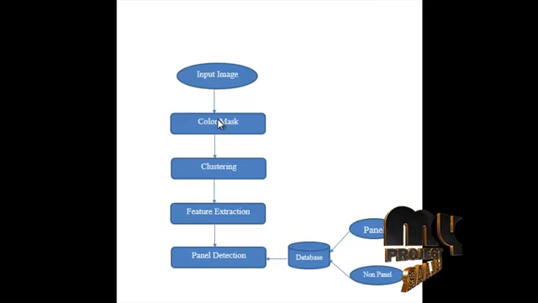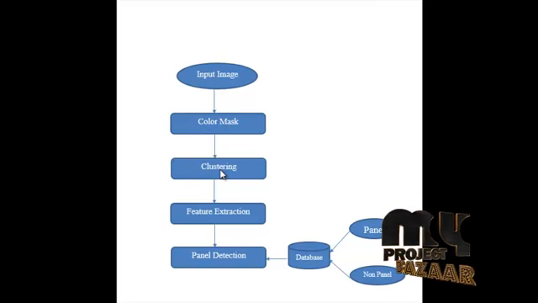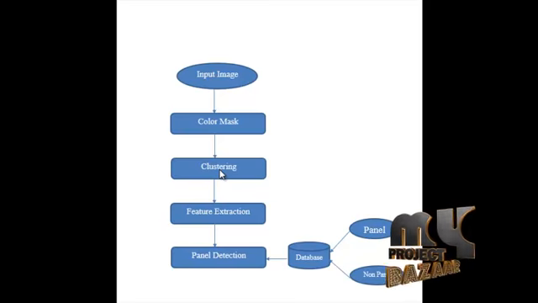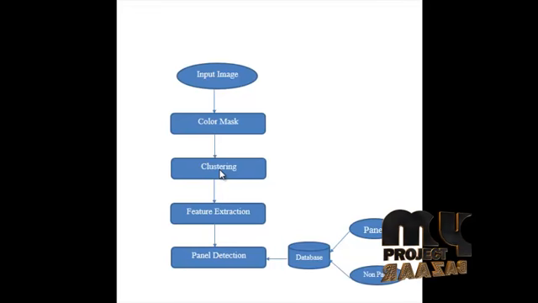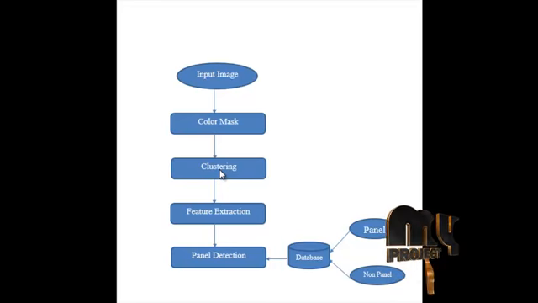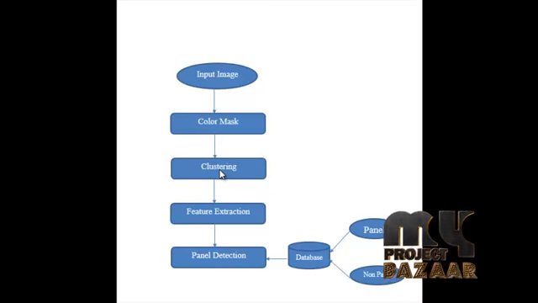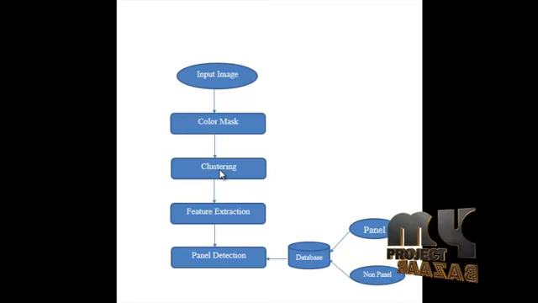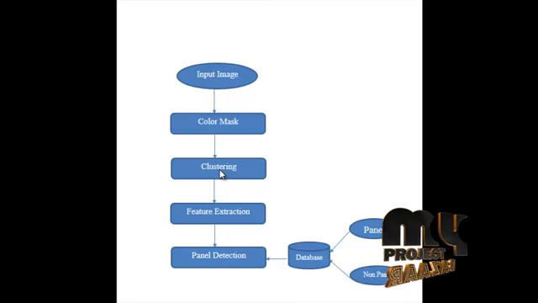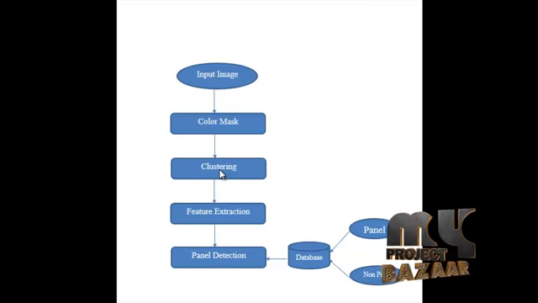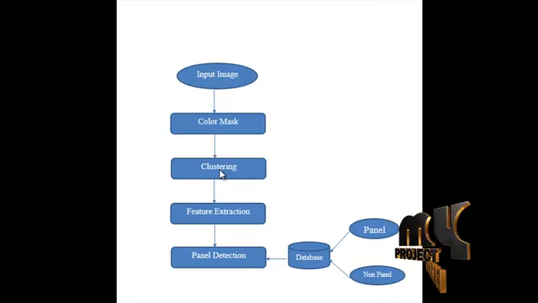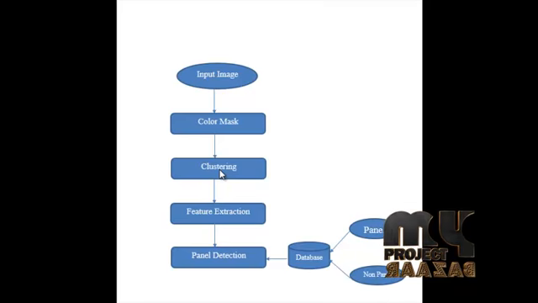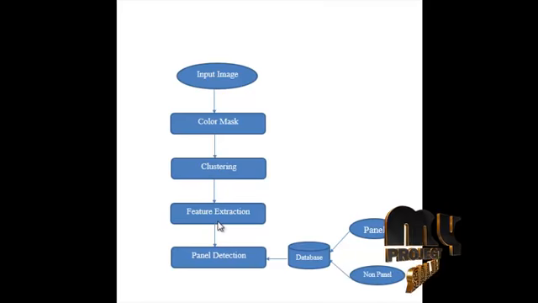After color masking, it will pass to the clustering. In this module, based on the color map, we cluster the images. After clustering, we get the image partitioned into different objects. These objects are then classified for detecting the traffic panels. Clustering is a grouping of a set of objects in such a way that objects in the same group are more similar to each other than to those in other groups. After clustering, it will go to the feature extraction.